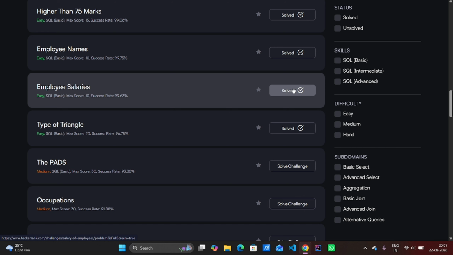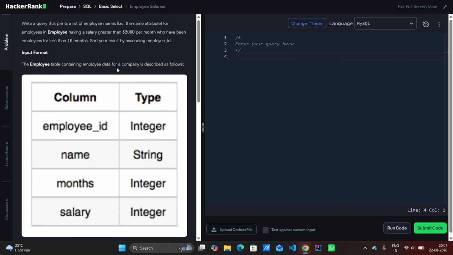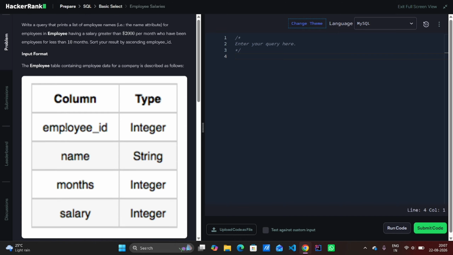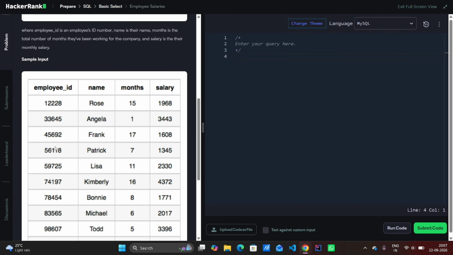That is Employee Salaries. So the question says: write a query that prints a list of employee names, that is the name attribute, for employees in the EMPLOYEE table having a salary greater than $2,000 per month who have been employees for less than 10 months. Sort your result by ascending employee ID. So this is the employee table. Columns are employee ID, name, months, salary. And this is the sample output.